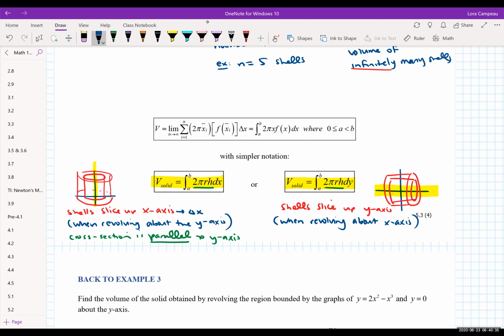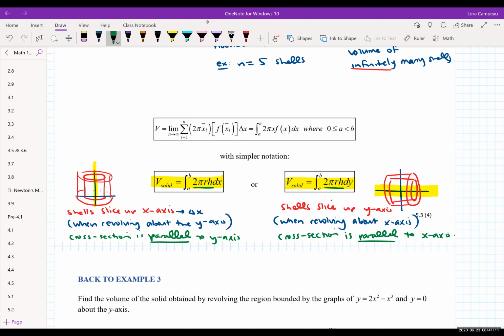And that kind of justifies, okay, when we do that, the cross section that we actually took is parallel to the x-axis. So it's the idea of shells take cross sections that are parallel, washers and discs take cross sections that are perpendicular. So hopefully that justifies a little bit why we're using dx versus why we're using dy. A little different than the other two methods from 5.2.